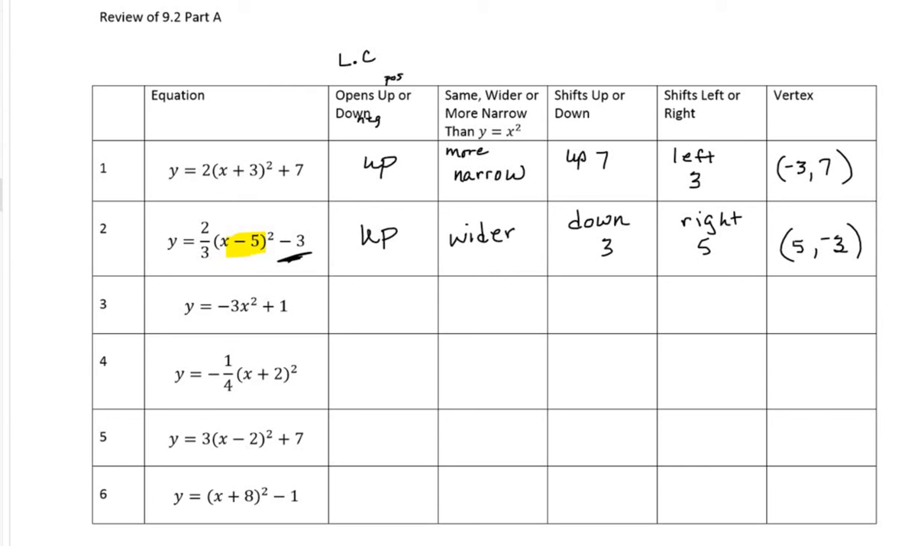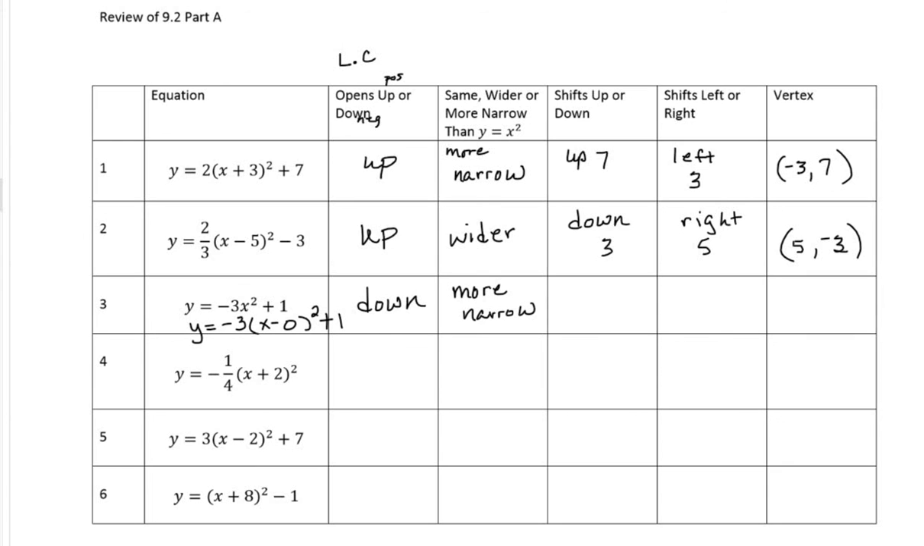Okay, now problem 3 is going to be just a little bit different because it's not exactly in the right form. What I'm going to do is rewrite this so it will be in vertex form. Now my leading coefficient is negative, so that tells me my graph is going to be opening down. Because the absolute value of negative 3 is positive 3, that means that that leading coefficient is more than 1, so my graph is going to be more narrow.